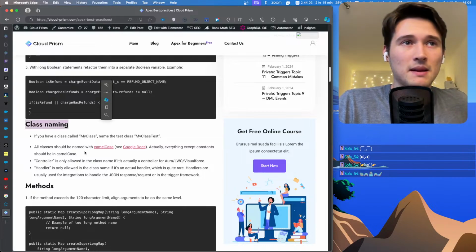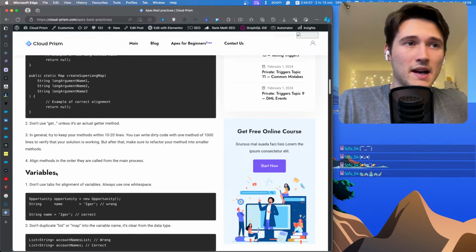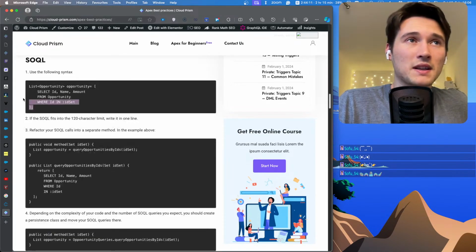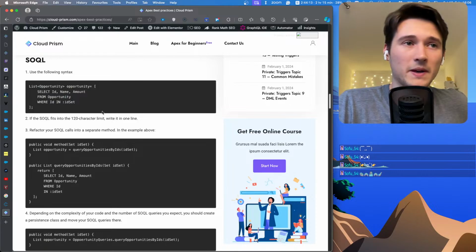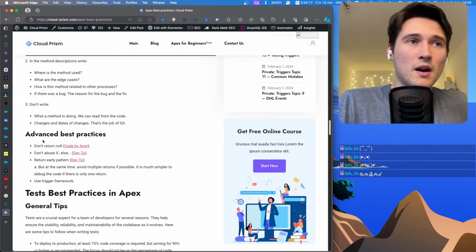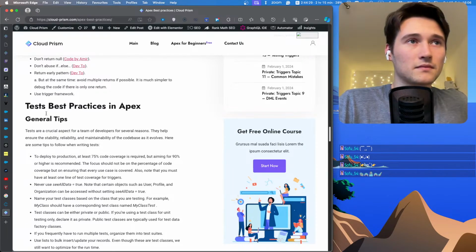For example, class naming, how to name the classes, how to name the methods, how to pass the variables, how to name the variables, what is the SOQL query structure, and this is only the naming part. Then we have advanced best practices like don't return null, or don't abuse if else, use the return early pattern if possible, use trigger framework. Then best practices for testing.